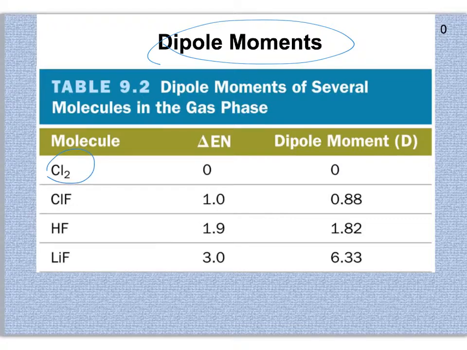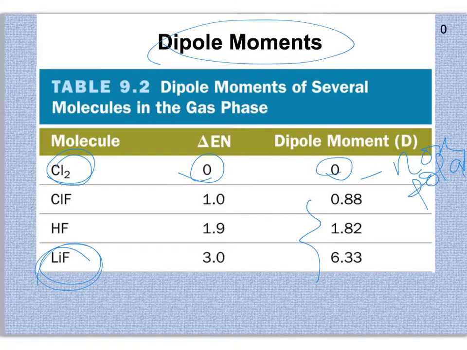Since a diatomic is completely nonpolar, there's no difference in electronegativity of the two atoms bonding. Therefore, the dipole moment is 0, meaning it is not polar at all. Be able to look at dipole moment values and order substances from least polar to most polar. We can see here that lithium fluoride is the most polar of these three, which is not a surprise since that's the only ionic compound. We know ionic compounds are the most polar of all.